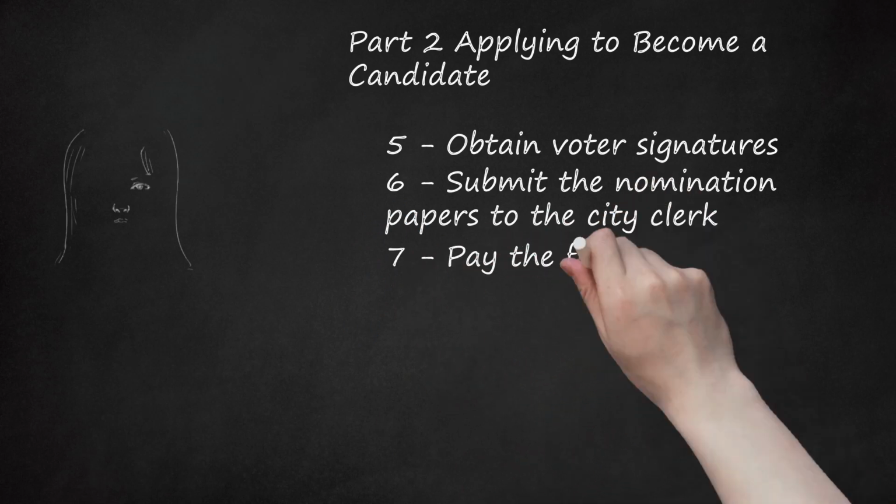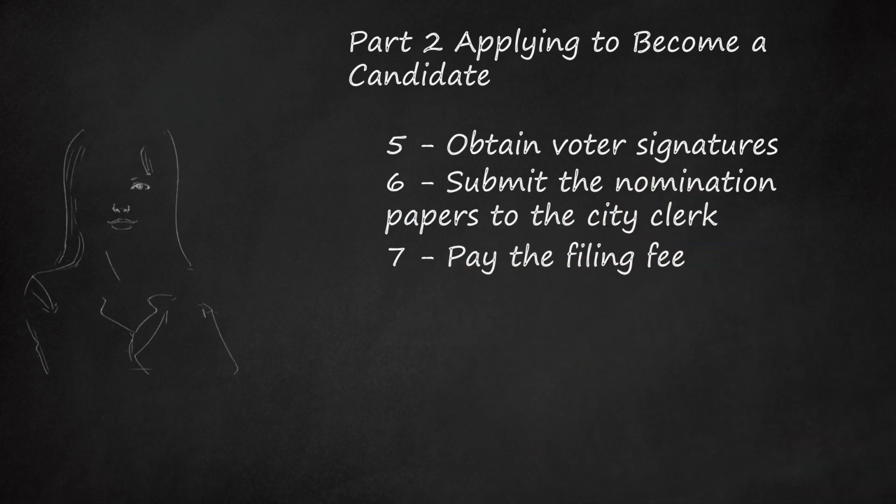7. Pay the filing fee. When you file your nominating petition, you will have to pay a filing fee. In San Diego, the filing fee is $200. The fee is non-refundable and must be paid at the time you file. However, you can offset the filing fee completely, or in part, by submitting more signatures than required. If you are planning on using extra signatures to reduce your filing fee, you must tell the city clerk when you file. Each extra signature will reduce your filing fee by 25 cents.